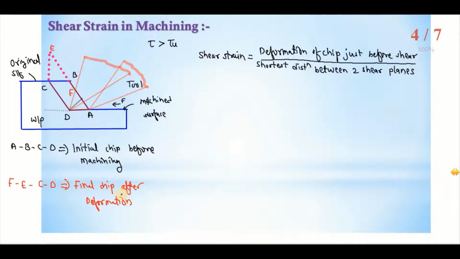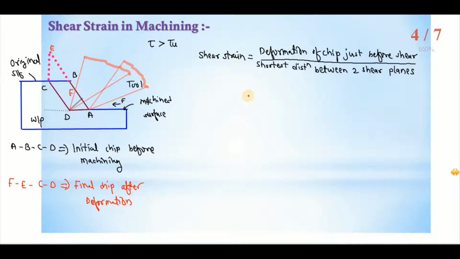So look at this diagram. A, B, C, D is the initial chip before machining, where we apply the force by using the cutting tool, and when we apply the continuous force, this force is converted into shear stress. If that shear stress is greater than the ultimate shear stress that we have discussed in chip formation, then we are getting the final chip, that is FECD.